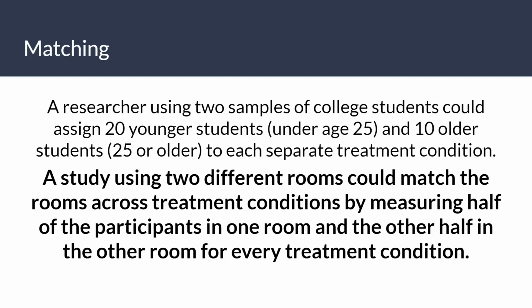So here's another example. A study using two different rooms could match the rooms across treatment conditions by measuring half of the participants in one room and the other half in the other room for every treatment condition. So that's another way to do matching. This time, the matching was not with the profile of the participant, but with the design or the environment where you conducted the experiment. So you made sure that the environment or the laboratory you're using are very similar to each other.